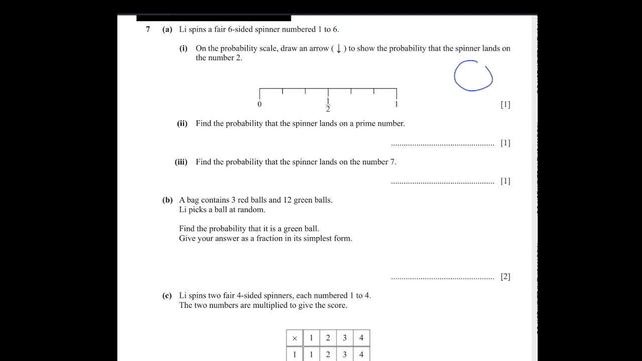Let me draw like this, 1, 2, 3. Okay, so 1, 2, 3, 4, 5, 6. So landing on 2 will be the equal probability. So it should be 1 out of 6. This is the probability, 1 by 6. Okay, now this is 1, 2, 3, 4, 5, 6. In these 6 parts, 1 of 6 is this one. Okay, 1 out of 6.